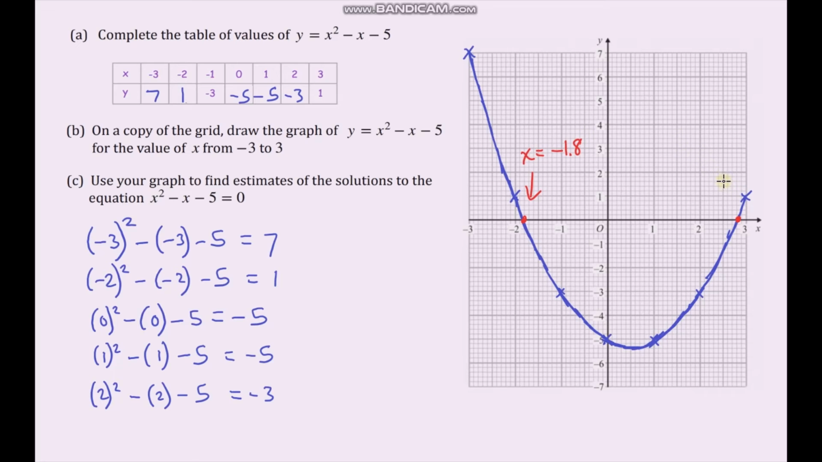And finally, this one here, this is x equals 2.5, 2.6, 2.7, 2.8. And these are our solutions. And these values, these are only estimates. So if you get something around these values, then you can be happy.